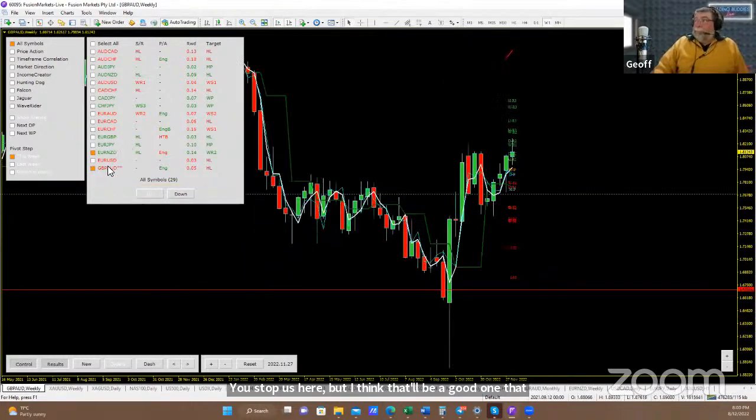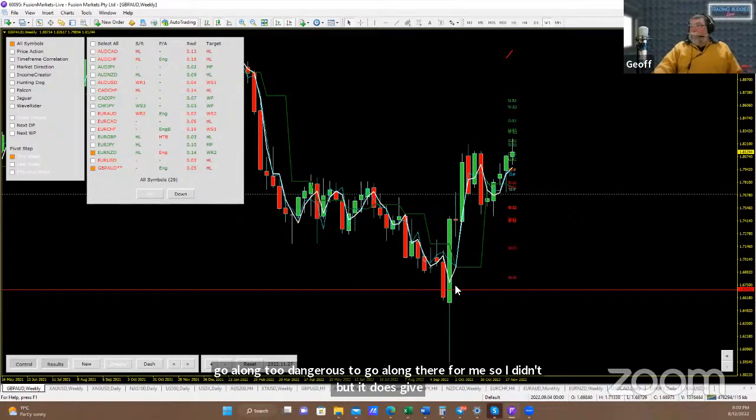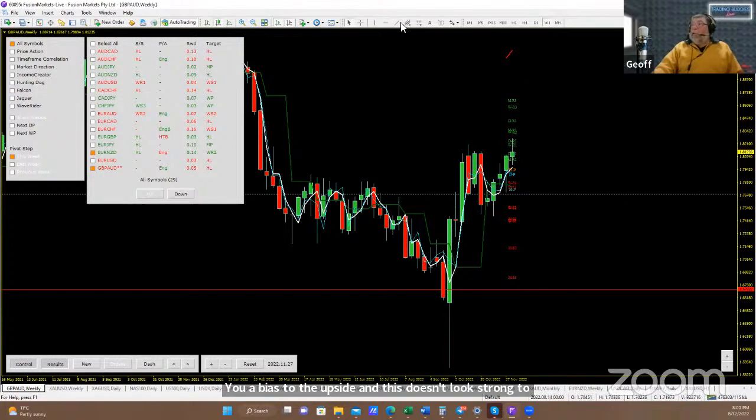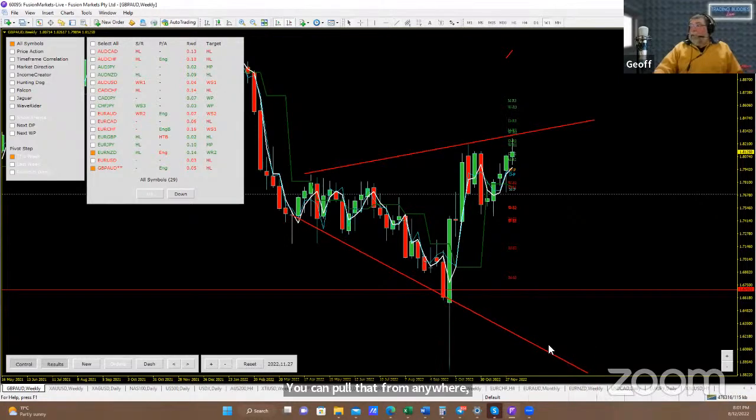Pound Aussie was the next one. And the weekly chart suggesting that we go long. Too dangerous to go long there for me, so I didn't. But it does give you a bias to the upside. And this does look strong, to be honest, completely against my bias. But then I put in my broadening pattern and we're at a resistance area. You can pull that from anywhere, I suppose. So I can totally see this coming back again. So that bar there this week's interesting thus far. That would have triggered. So if you hadn't taken profit there, I would be a little bit concerned about that one. And the other one was Pound Kiwi.